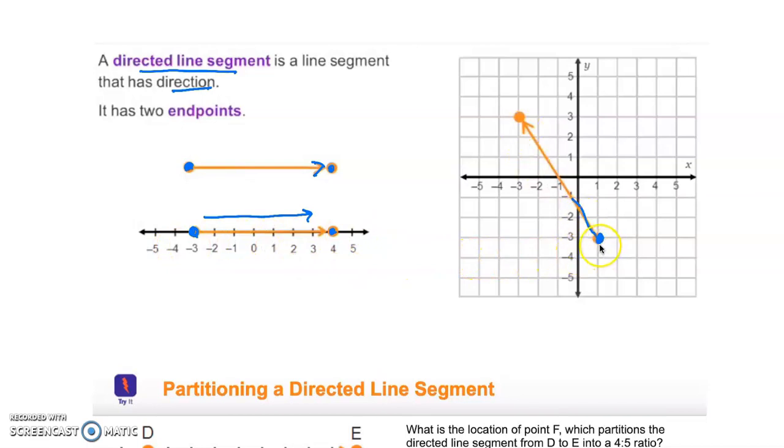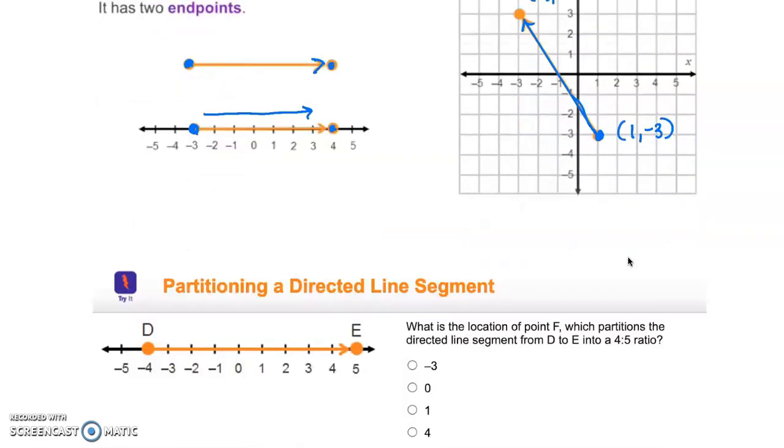In this case over here, our endpoints are at (1, -3) and (-3, 3). Again, we're going from (1, -3) up to (-3, 3), and that's why we have this arrow. So that's what a directed line segment is.